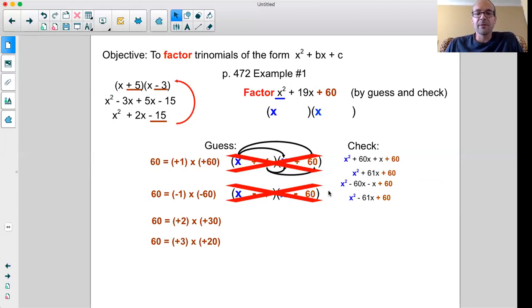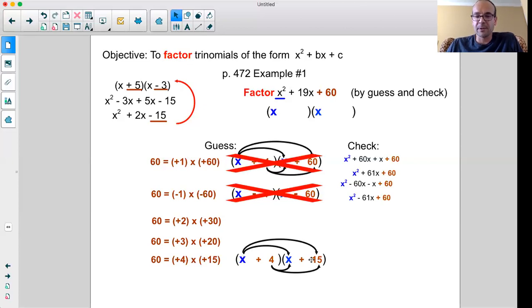Well, let's think about other ways you can make 60. 60 is 3 times 20. So is a positive 3x plus a positive 20x going to get us our 19x? It's not. What's next? 4 goes into 60, 15 times. And now I'm starting to feel pretty good about this, because the 4 times 15 that makes 60 is also going to satisfy something important. We're going to get 15x when we put the 15 there, a 4x when we put the 4x there, and 15x plus 4x does match 19x. We're very happy to see that.